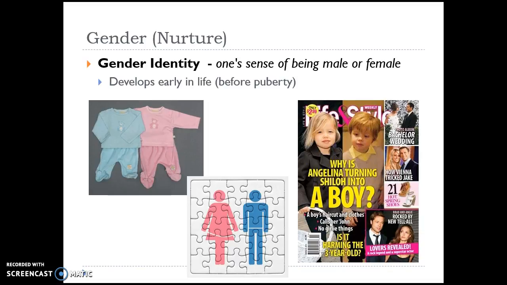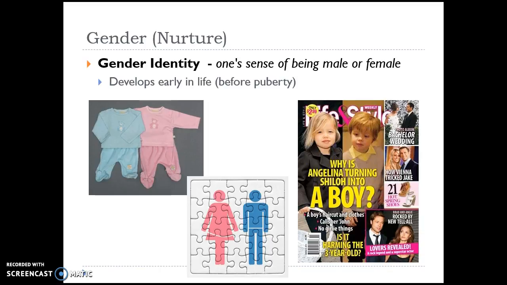So next is gender identity, and this is one's own sense of being male or female. It used to be opinion that this didn't develop until puberty, but what research has shown is that a child's gender identity actually develops really early on in life, and it is influenced in part by how that child's culture puts gender on them. So, play with these toys, or don't do these things, wear pink, wear blue. That kind of gender typing that happens in early childhood.